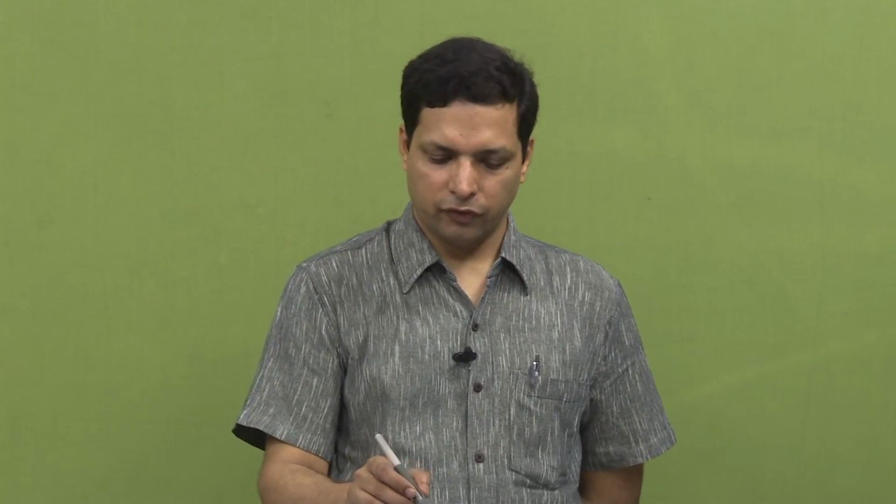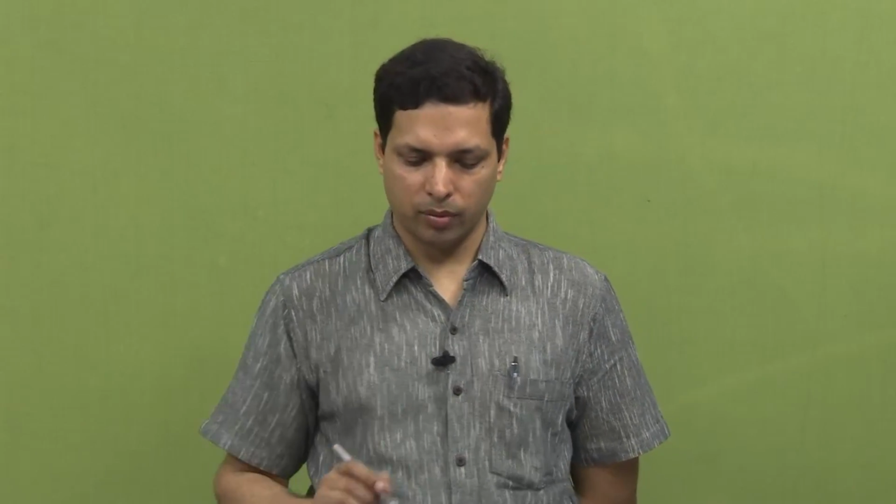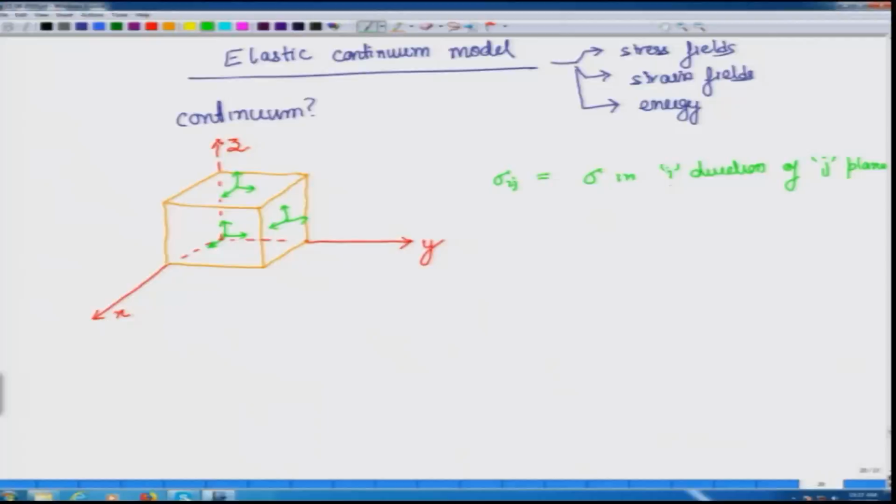Okay, so hopefully you have tried filling in the blanks over here, where it should be sigma x y, y z, etc. If not, let us see how it is. So, we said sigma i j: sigma in the i direction on the j plane. As you can see, this is a z plane, and if we go in this direction, it is also the z direction. So, this becomes sigma z z.